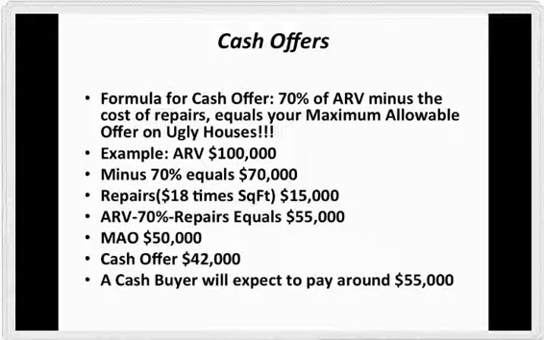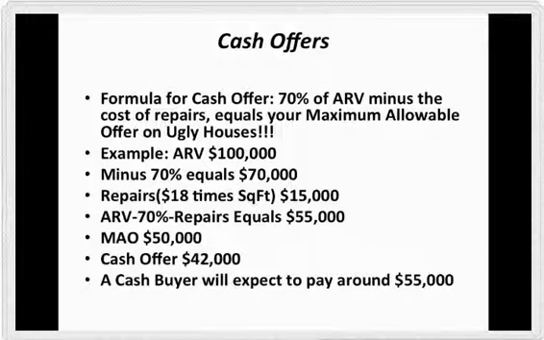An easy way to get a ballpark, which we've already gone over, is to use $18 a foot times the square footage of the property. In this case, it's a smaller one, a little over 800 feet, and that lands you at $15,000. So you have $100,000 times 0.70 minus $15,000, and that gets you to $55,000.